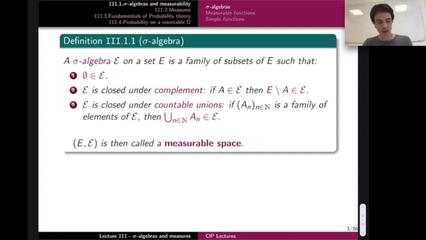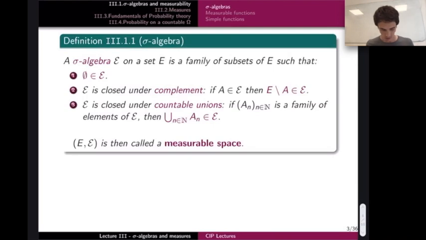The first one is that the empty set is in calligraphic E. The second one is that calligraphic E is closed under complement. That means that if A is in calligraphic E, then its complement in E is in calligraphic E. And the third point is that calligraphic E is closed under countable unions. Being closed under something, you see the pattern here. It means that if A_n is any family of elements of calligraphic E, then the union of the A_n is in calligraphic E.